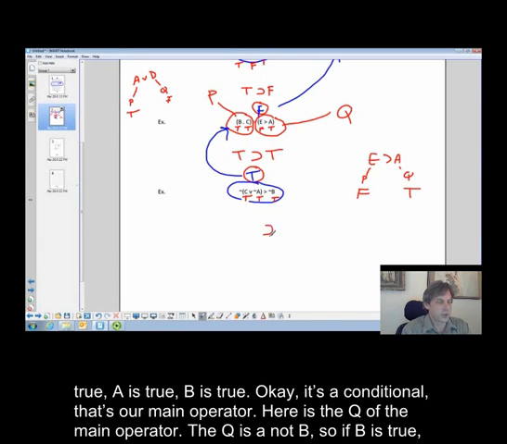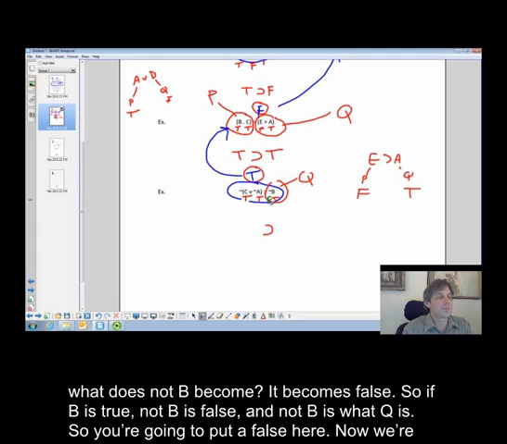Okay, it's a conditional. That's our main operator. Here is the Q of the main operator, right? The Q is a not B. So if B is true, what does not B become? It becomes false, right? So if B is true, not B is false, and not B is what Q is. So you're going to put a false here.